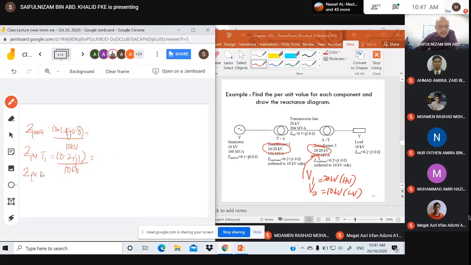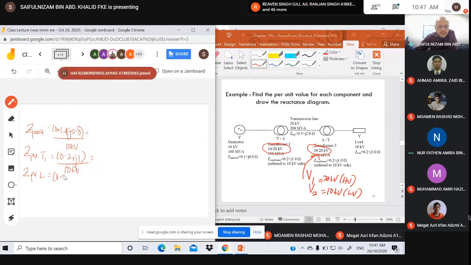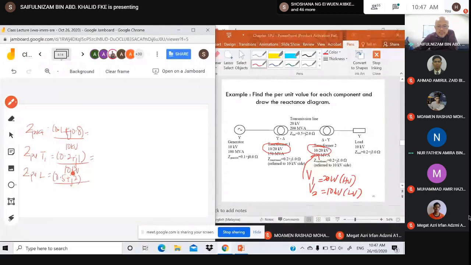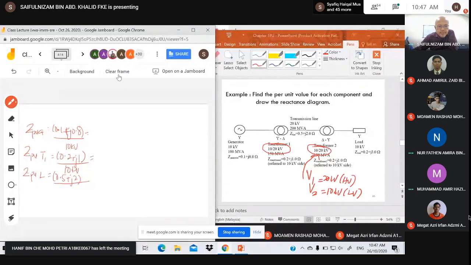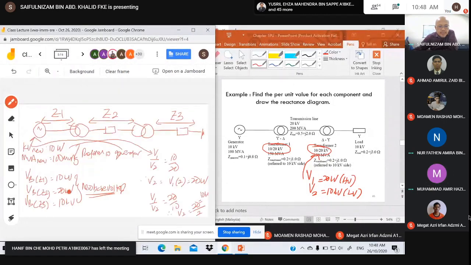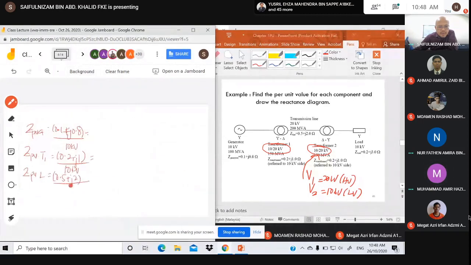ZPU for the transmission line here: the old value is 20, and also the old power in MVA. The actual is 0.5 plus j2, divided by the new base voltage here at zone 2. It's 20 kV.